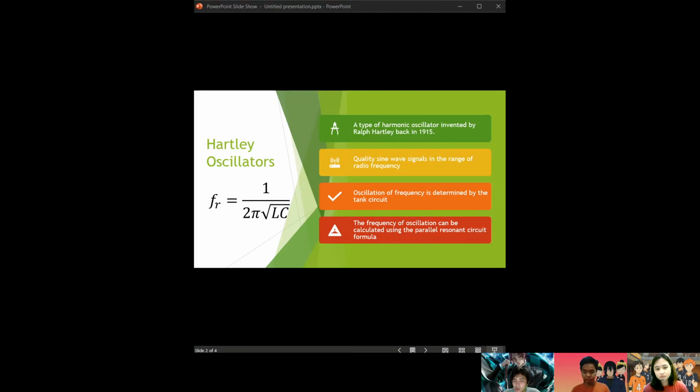These oscillators are available in many different configurations, like common emitter or common base configured, and BJT or FET amplifier based. The frequency of oscillations can be calculated in the same way as any parallel resonant circuit using the formula of the parallel resonant frequency presented in the PowerPoint.